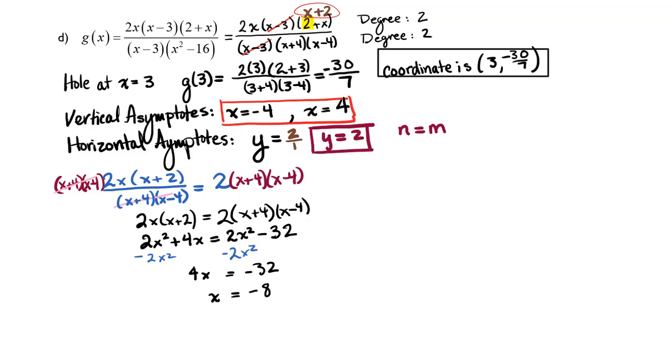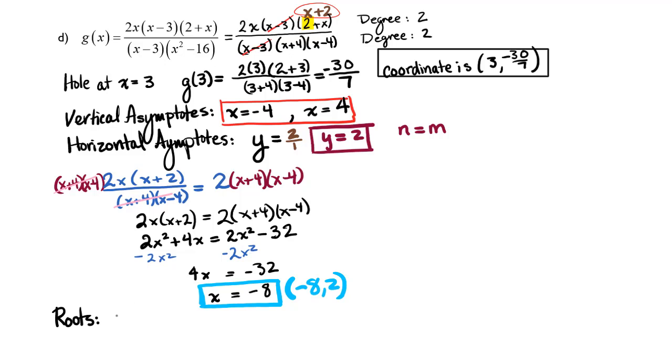So there is only one point at which the rational function crosses the horizontal asymptote y equals 2, and that point is at x equals negative 8. The coordinate point for that, by the way, would be (-8, 2). Let's next find any roots or zeros of the rational function.